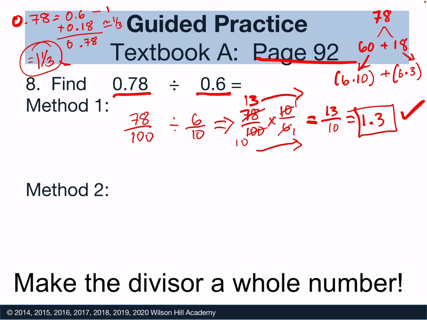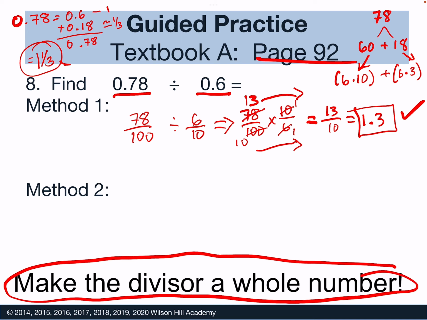All right. Now, the second strategy is to make the divisor a whole number. And we've done that in the last problem. We're going to do it again. All right, the first thing we do is write this as a division problem. 78 hundredths divided by 6 tenths. Okay, and I want to make that divisor a whole number. So what do I do to do that? Well, if you said multiply by 10, you're right.